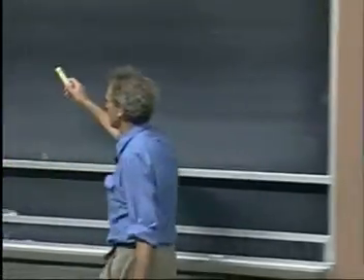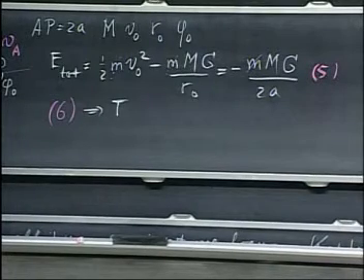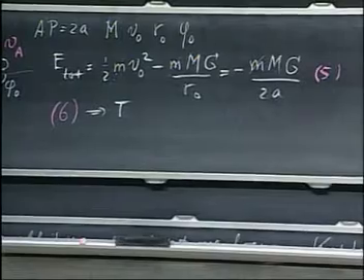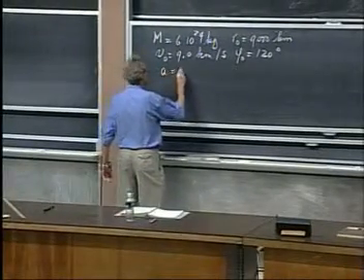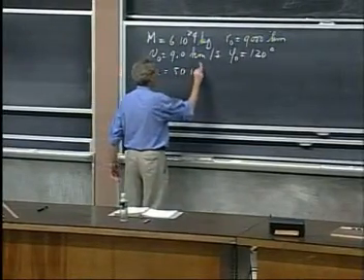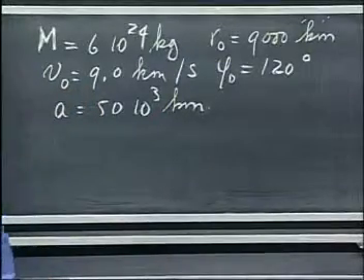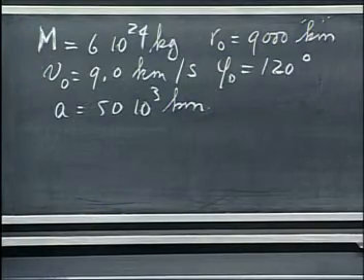Right? Because that's one equation with one unknown. And I put in the numbers. You can confirm them and check them at home. And I find that A is quite large. A is about 50,000 kilometers. That's huge. That is almost infinity, not quite.